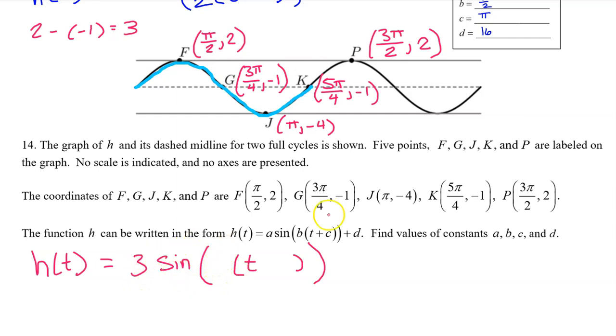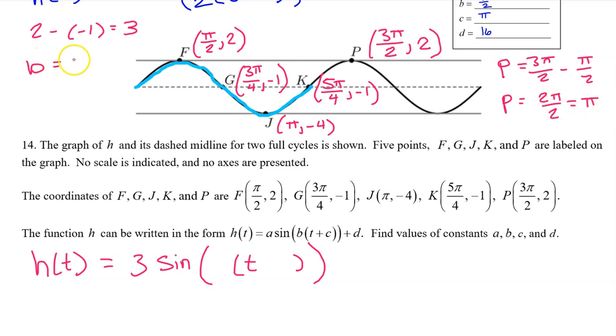For the b value, we're going to need the period. The input value at the maximum here is pi over 2. The input value of the next maximum is 3 pi over 2. So the period will be the difference in these input values. 3 pi over 2 minus 1 pi over 2 is 2 pi over 2. The 2's cancel out, and the period is pi.